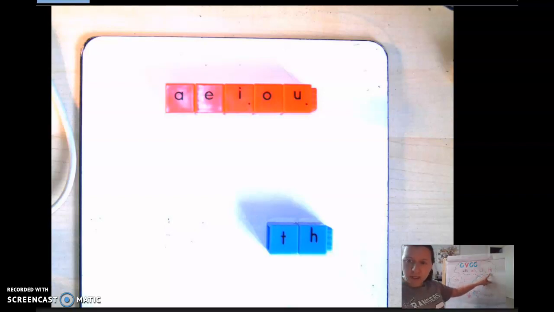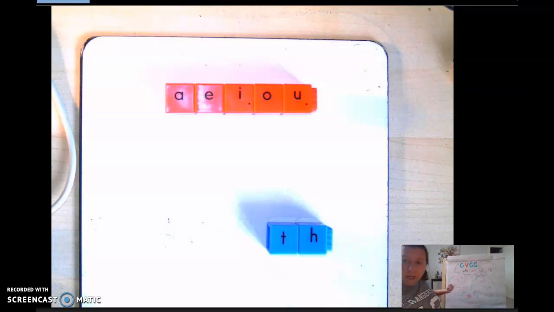We are going to talk about the last digraph that we still haven't touched upon, which is the digraph of th. Remember, th has two sounds. It has a soft th or a th. We are still making four-letter words, following the pattern CVCC, and the last two consonants are going to be replaced by a digraph. Today we're going to focus on the TH one.